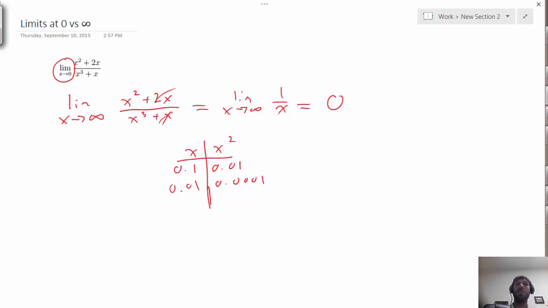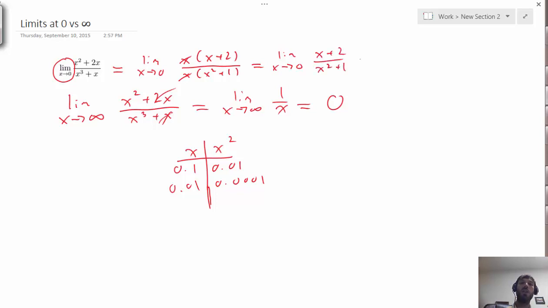So to keep from making these mistakes and getting confused, what I would recommend doing when computing limits at 0 is to actually factor out the common terms from the numerator and denominator, in this case x. So that would leave us with x plus 2 in the numerator, and in the denominator, x squared plus 1. In this case now, the x's would cancel, and we would be left with the limit as x approaches 0 of x plus 2 over x squared plus 1.